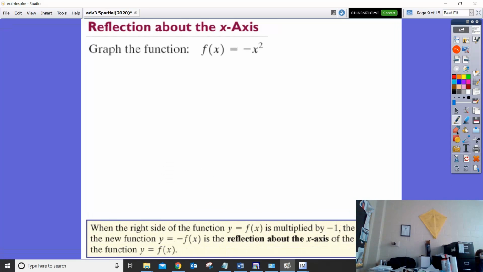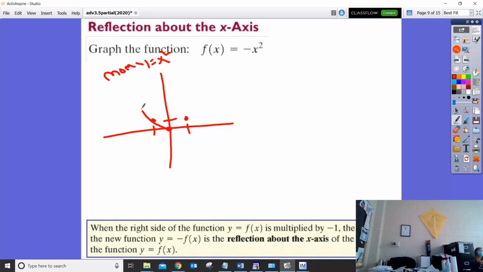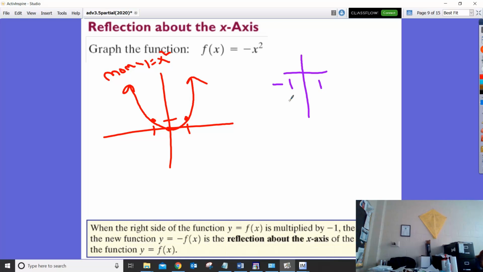What are mom's key points? Mom being y equals x squared. It was (0, 0), (-1, 1), (1, 1). There's this child's mom. Key points, by the way: (-1, 1), (0, 0), (1, 1).